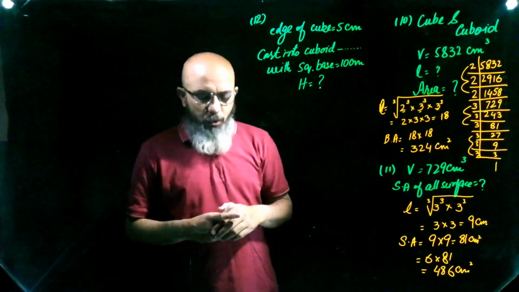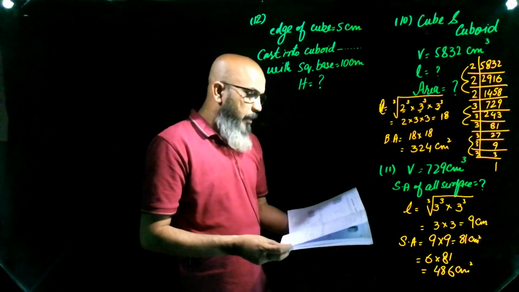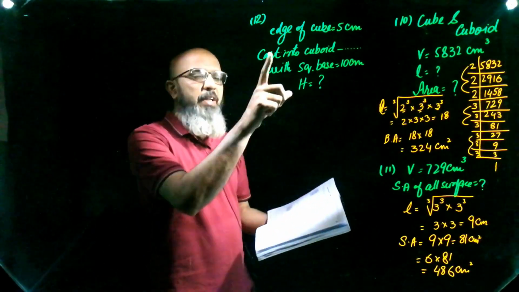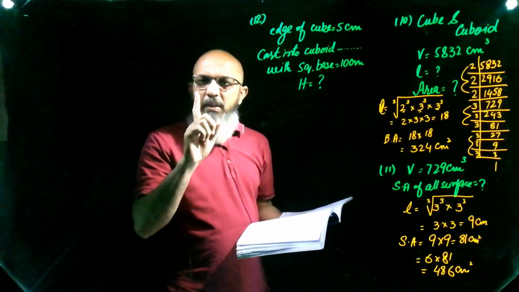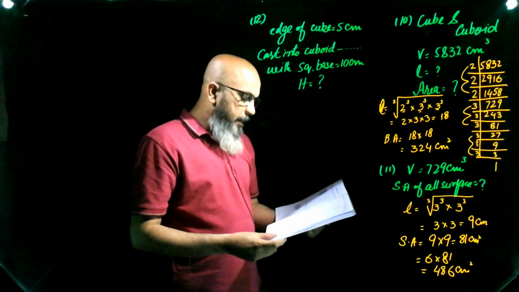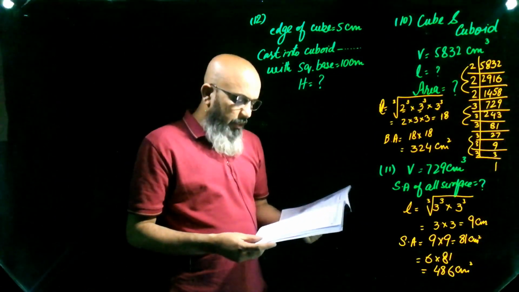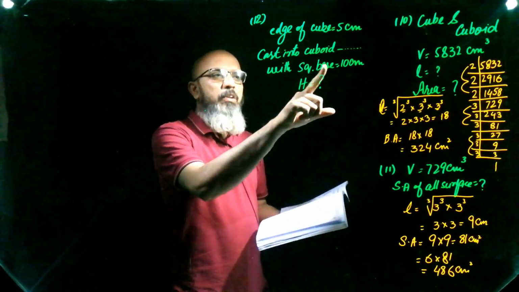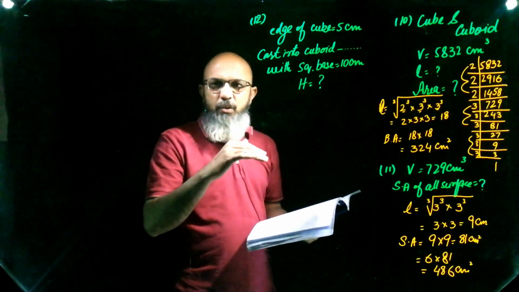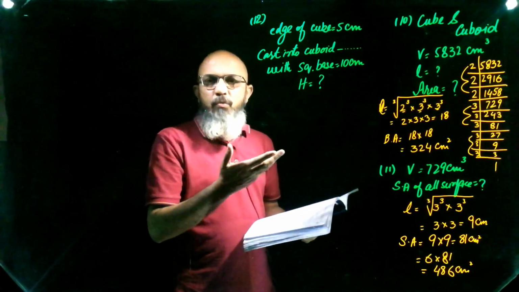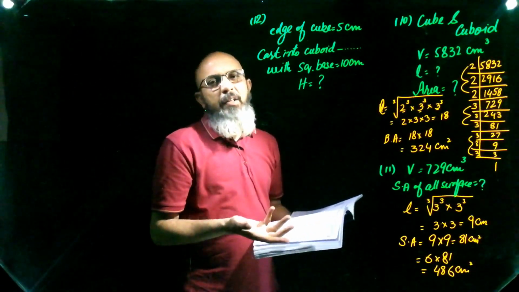So now come to question number 12 from the same page. The question is that a metal cube of edge 5 centimeter, means again we have a cube, and the length of the cube is 5 centimeter, is melted down and cast into a cuboid with a square base of 10 centimeter. What is the height of the cuboid? We have to find the height of the cuboid. So first we will find the volume and then we divide it by the base area, and then we can find the height.